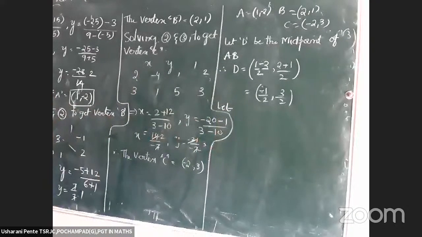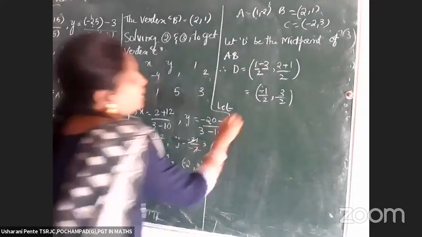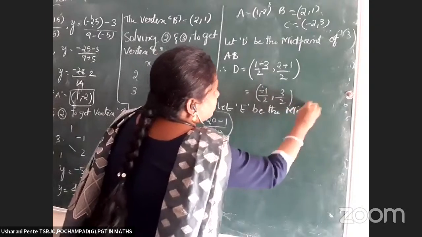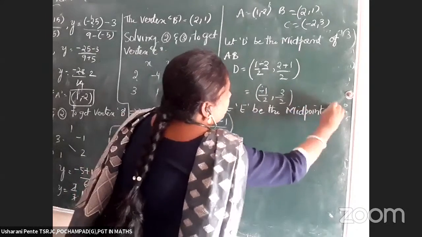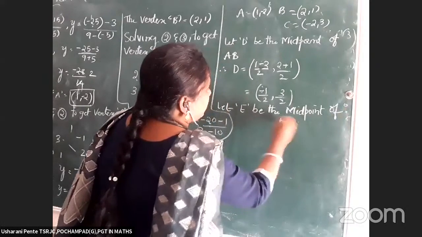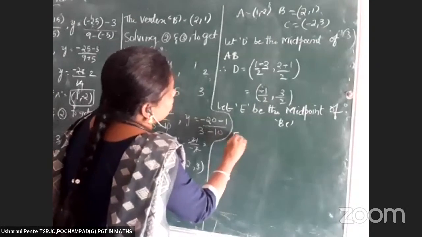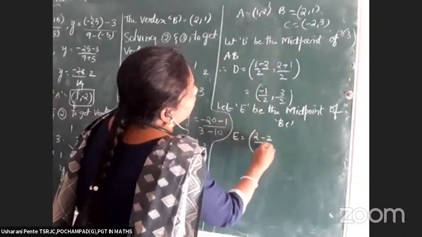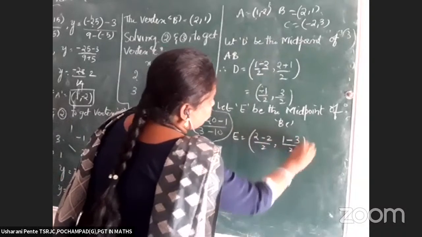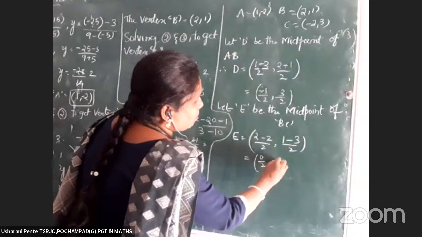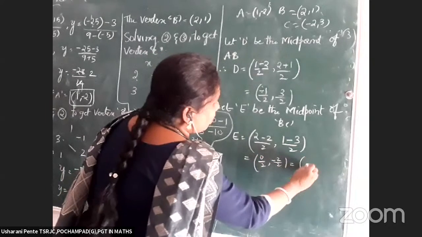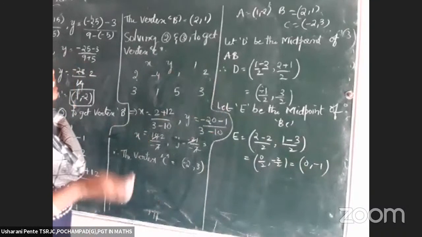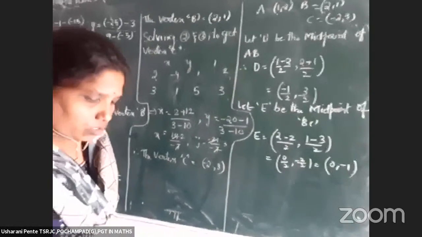For the other side also we are finding, that is for BC, let E be the midpoint of BC. Therefore, E is equal to how much are we getting? 2 minus 2 by 2, comma 1 minus 3 by 2. So how much will we get? 0 by 2, comma minus 2 by 2. That is equal to 0, comma minus 1. Once we got the midpoints, next thing what we need to do?